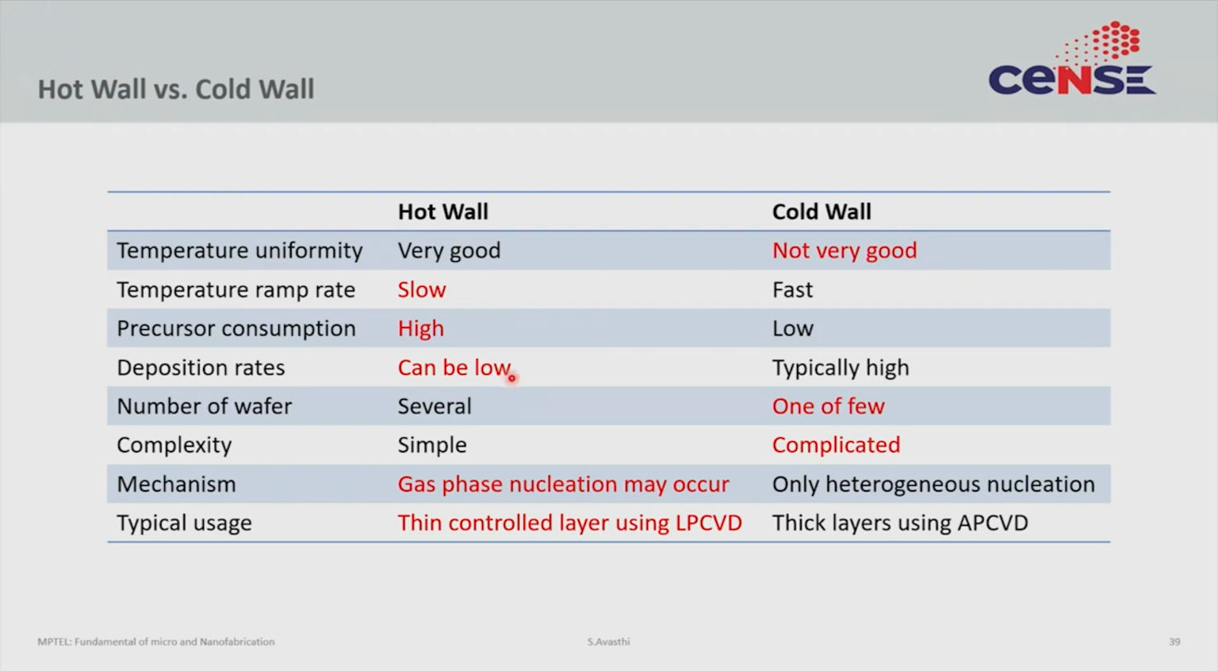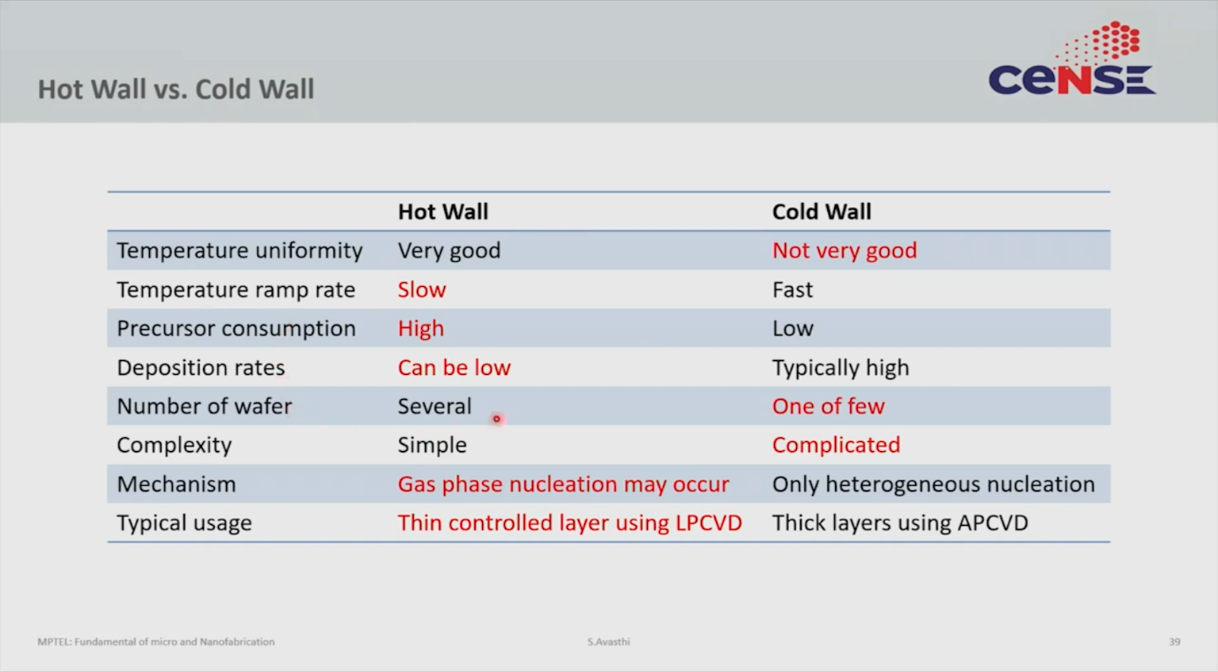The hot wall deposition rates sometimes can be low. It really depends upon the design. The cold wall reactors, typically they are very high, and it again comes back to this precursor consumption argument. All the precursor is going to the one thing, which is the wafer, which is hot, so that hot wafer gets a lot of deposition.